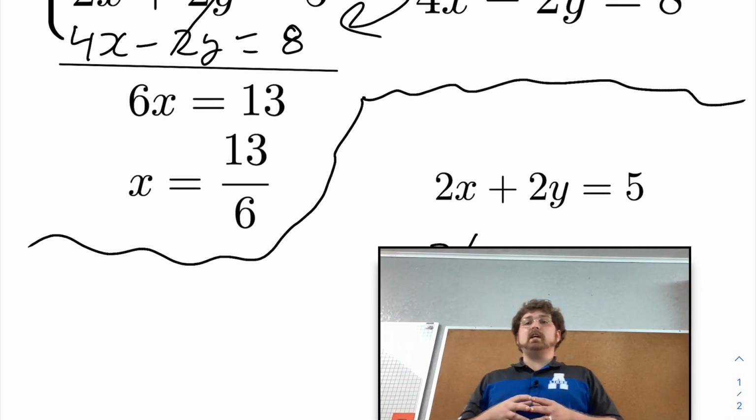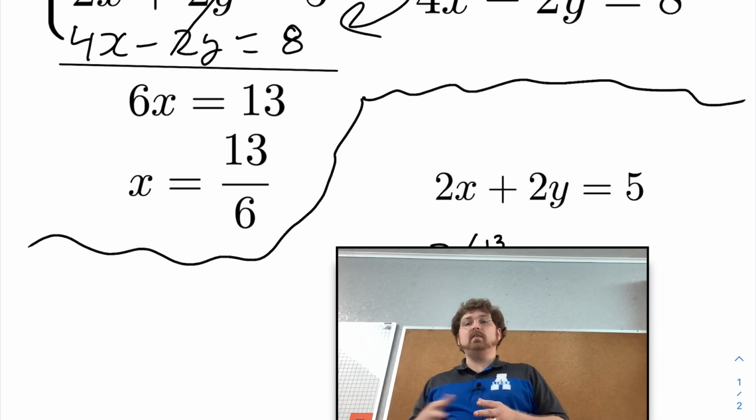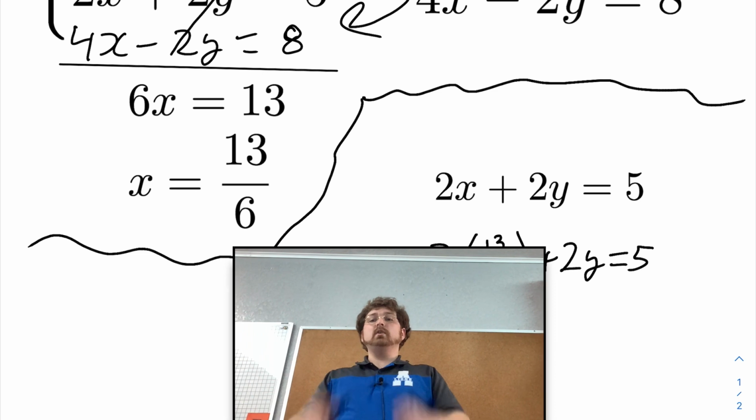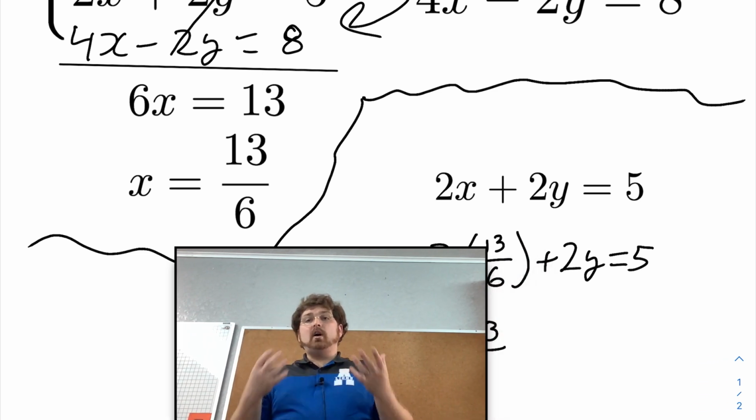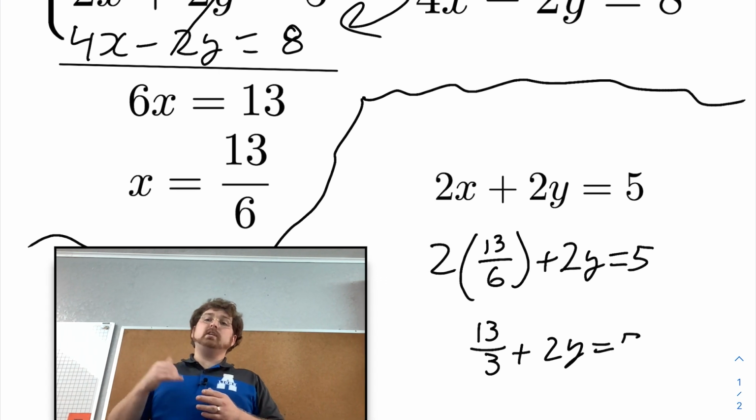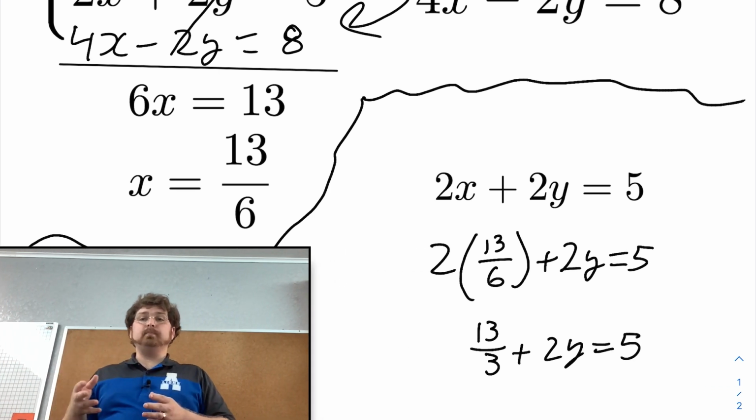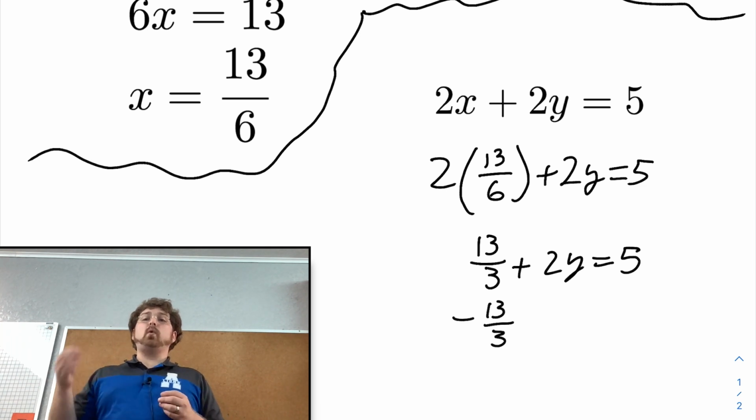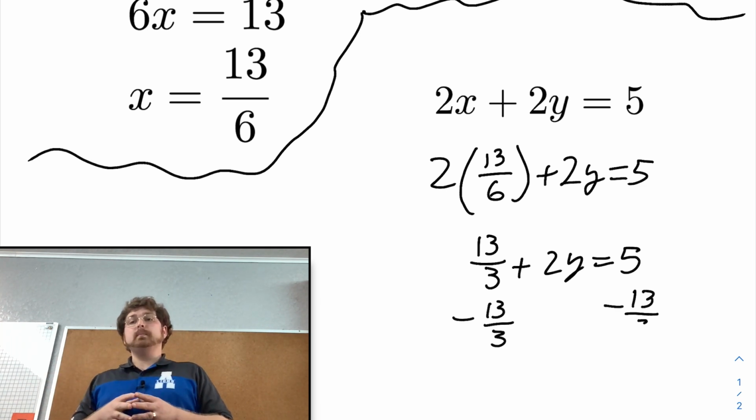So now we deal with the second equation: 2x plus 2y equals 5, and we plug in our x value. So plugging in that x value, we get 2 times 13 over 6 plus 2y, which gives us 13 over 3 plus 2y equals 5. We can subtract 13 over 3 from both sides, which is going to require us to convert 5.